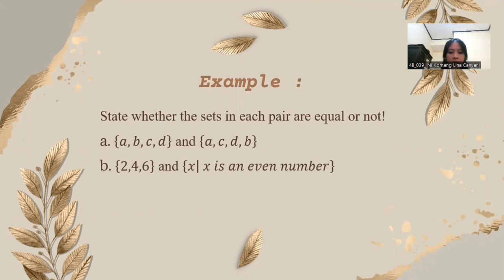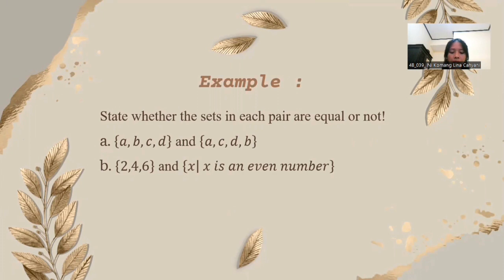Now we go the other way around. In the second set, we have an element A, which is in the first set. We have element C in the second set, which is in the first set. Element D in the second set, which is also found in the first set, and then we have element B in the second set, which is in the first set. So we can conclude that the first set is equal to the second set. So the answer is yes.